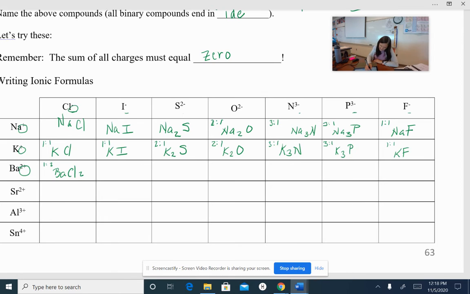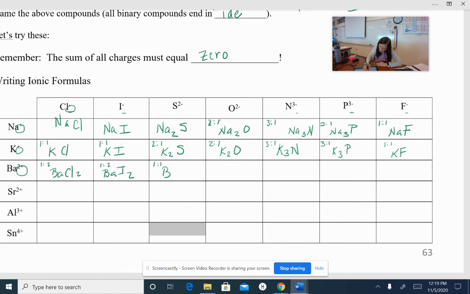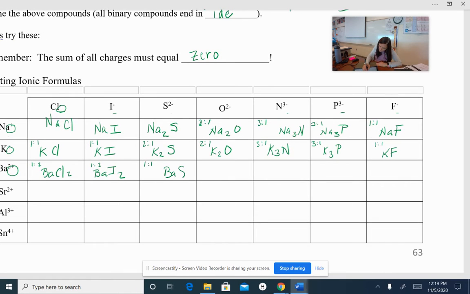Okay, iodide is a negative 1. So same ratio here: 1 barium, positive 2, and 2 iodides to balance that out. So BaI2. And barium's positive 2, sulfur is a negative 2. So my least common multiple is still 2, but I only need 1 of each. 1 positive 2 and 1 negative 2 gives me 0. So 1 barium, 1 sulfur, barium sulfide.